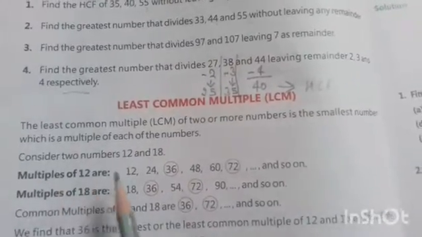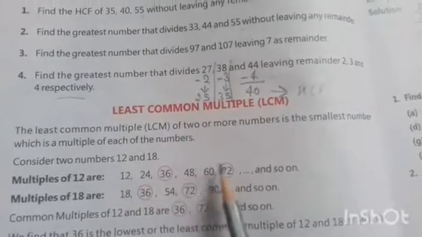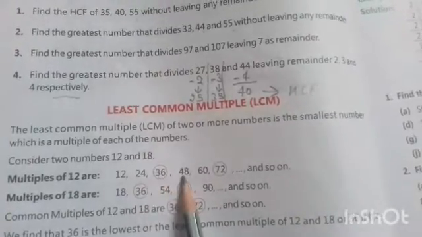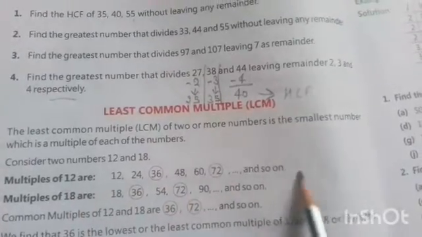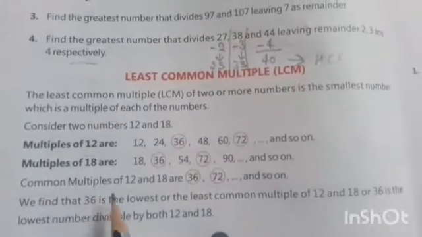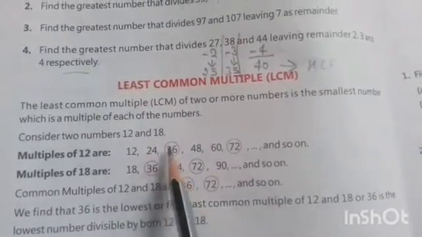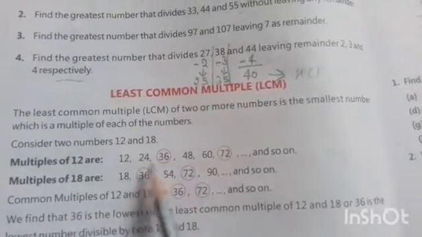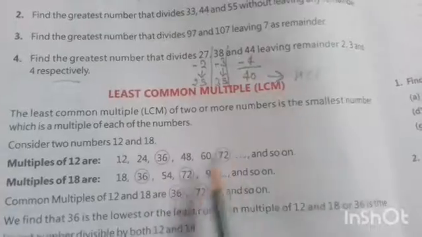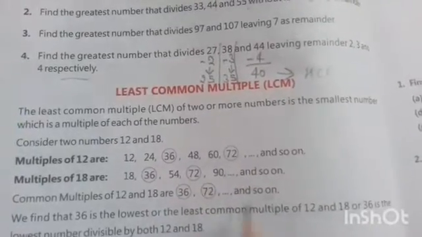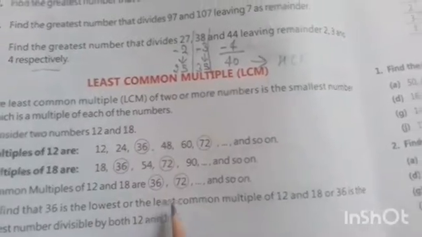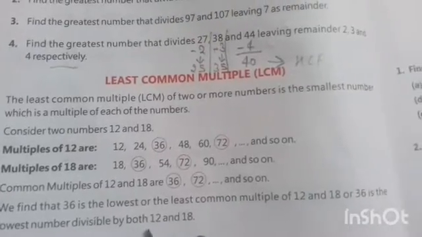Multiples of 12 are 12, 24, 36, 48. How did we get them? Multiplying by 1, then 2, then multiplying by 3, multiplying by 4. In 12 you get the multiples, and so on. Common multiples of 12 and 18: 36 is here, and 36 is a multiple of 18 also. So these numbers, 36 and 72, are common multiples, and so on. We find that 36 is the lowest or the least common multiple of 12 and 18, or 36 is the lowest number divisible by both 12 and 18.